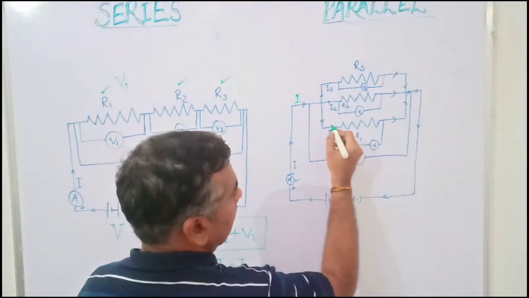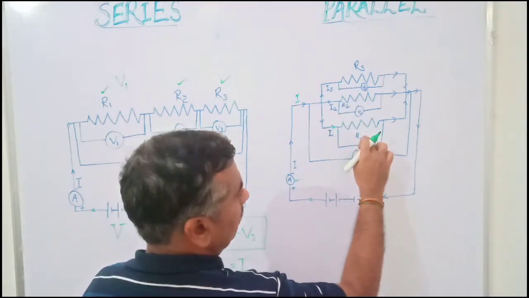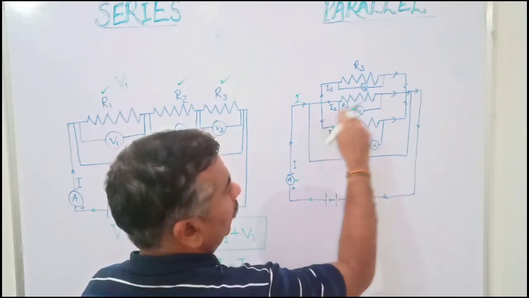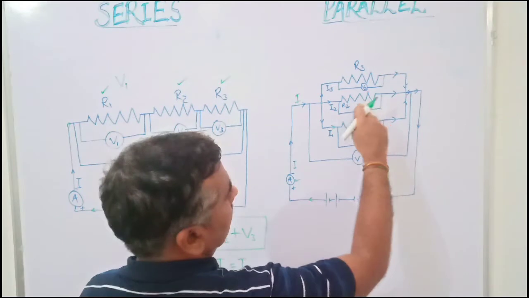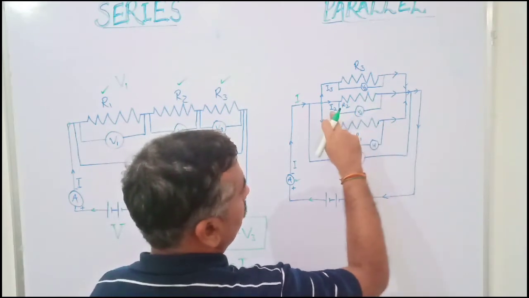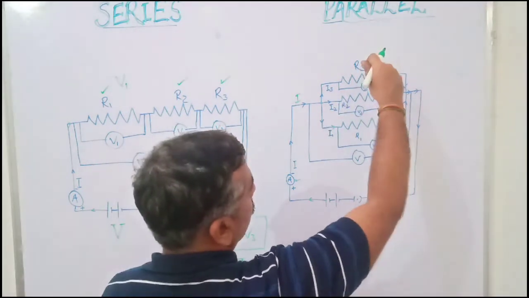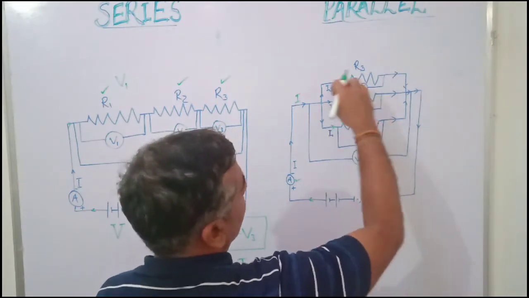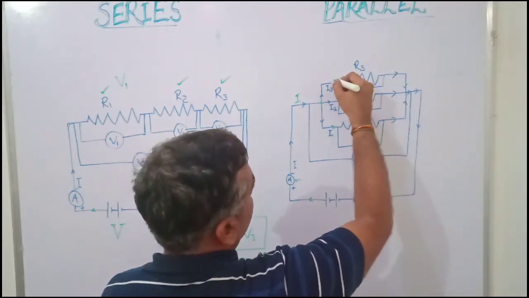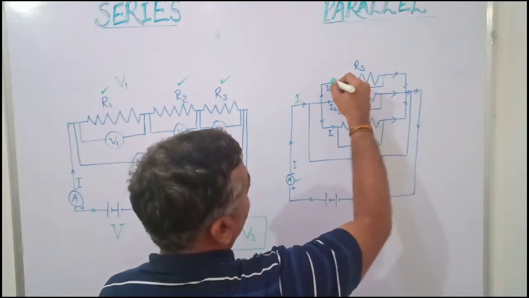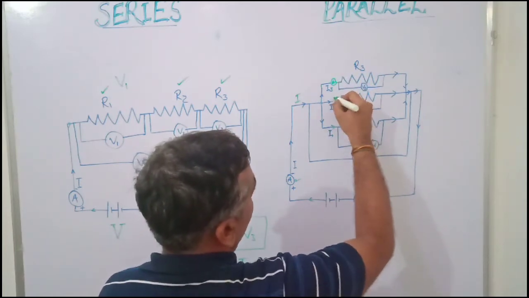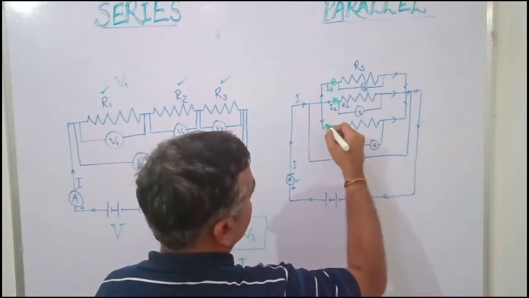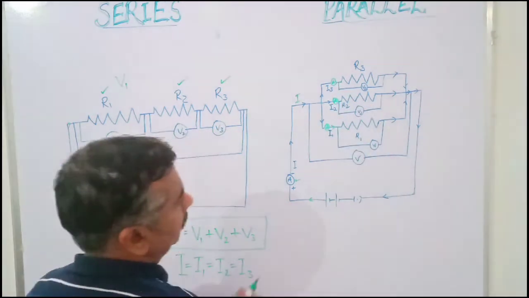The current which is flowing through resistor 1, we have named it as I1. The current which is passing through the second branch, that is R2, is I2, and the current which flows through the third resistor, we have named it as I3. Suppose we have installed ammeters here, right? So they measure the values of I1, I2 and I3. These are the ammeters which measure the reading of current.